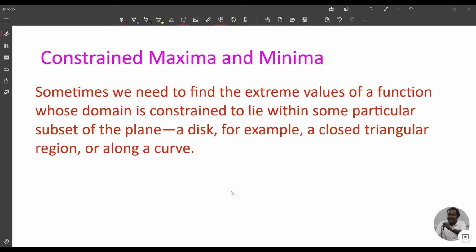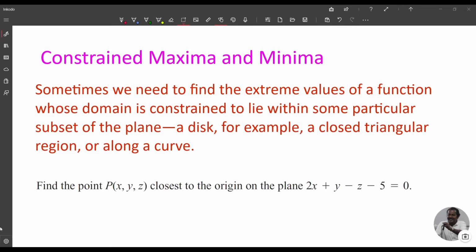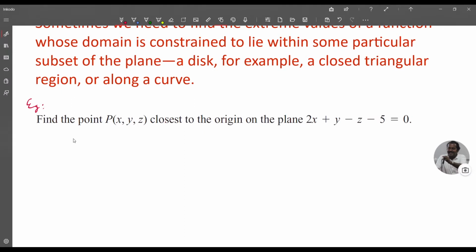So first we discuss a problem. This is done by substitution. Now this is an example of a problem of constrained extrema. Here we have to find the point P(x, y, z) closest to the origin on the plane 2x plus y minus z minus 5 equal to 0. So the constraint here is the point lies on the plane 2x plus y minus z minus 5 equal to 0. So we'll solve this problem.